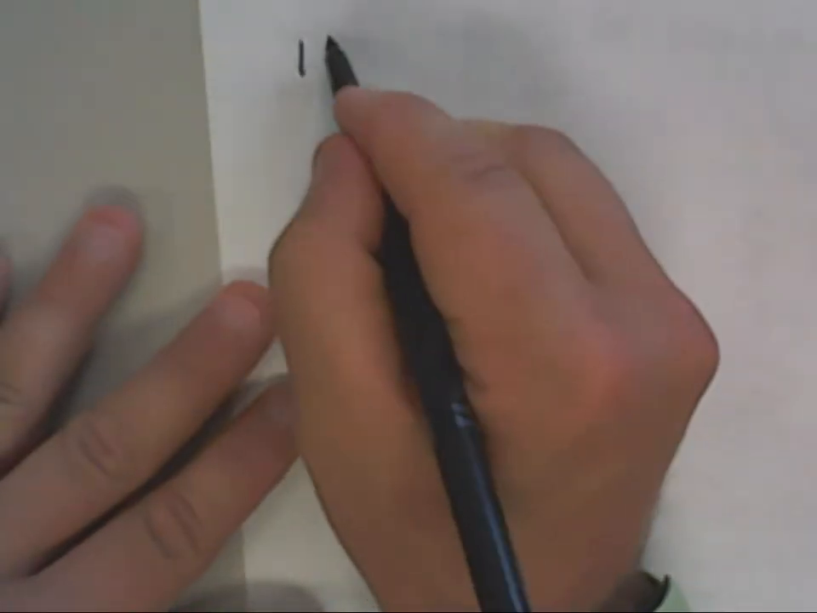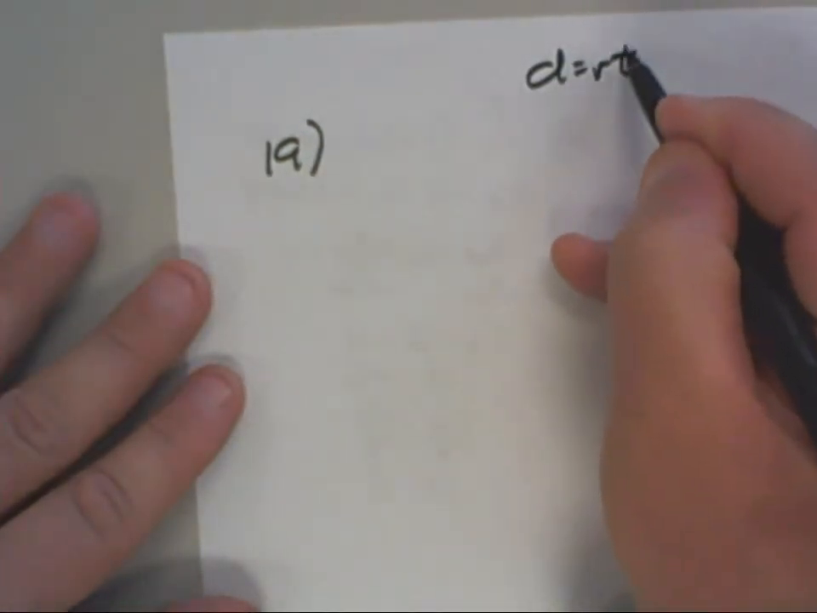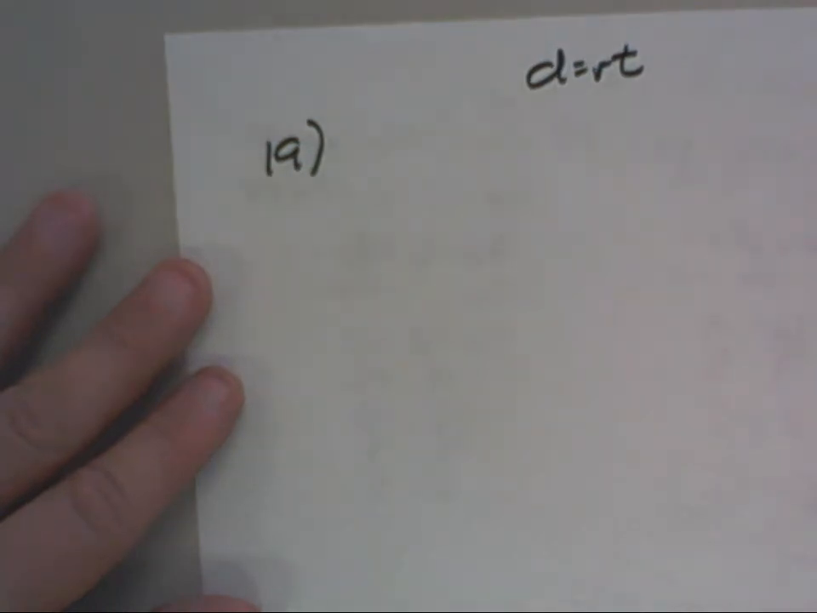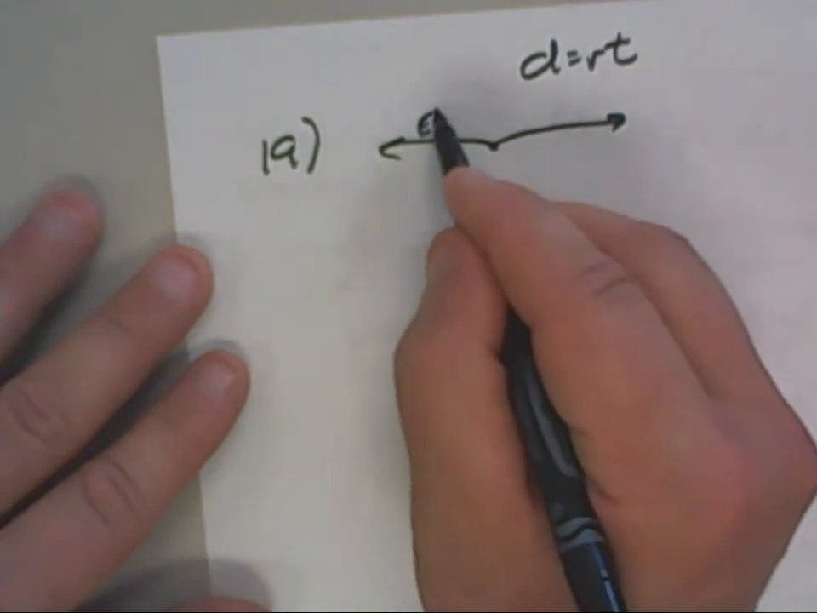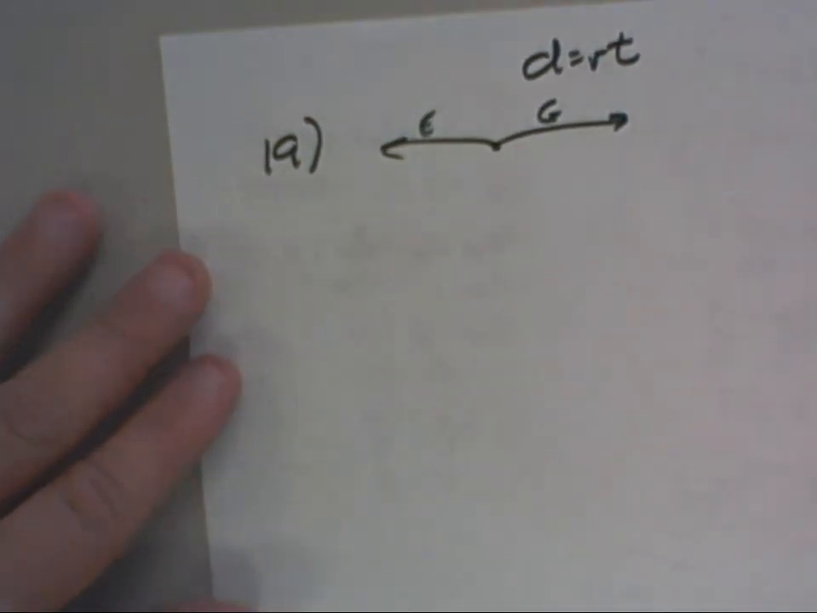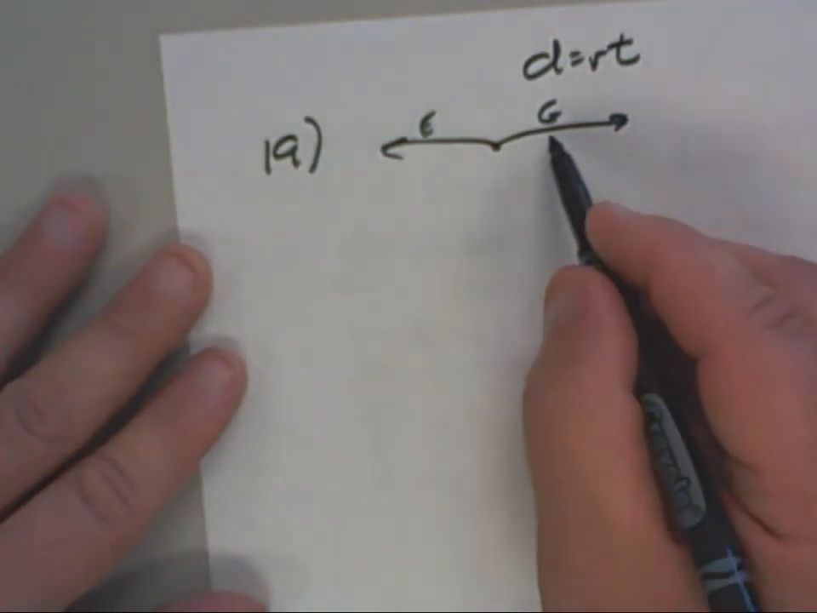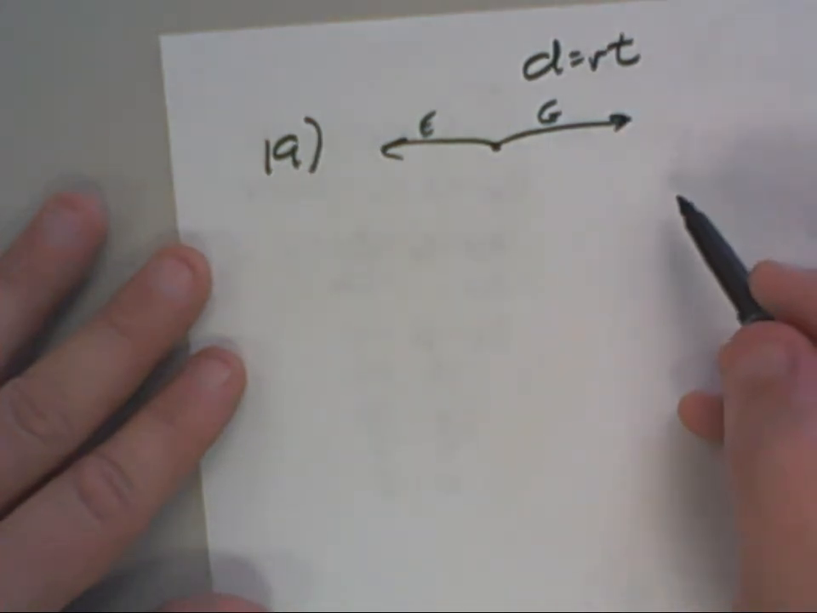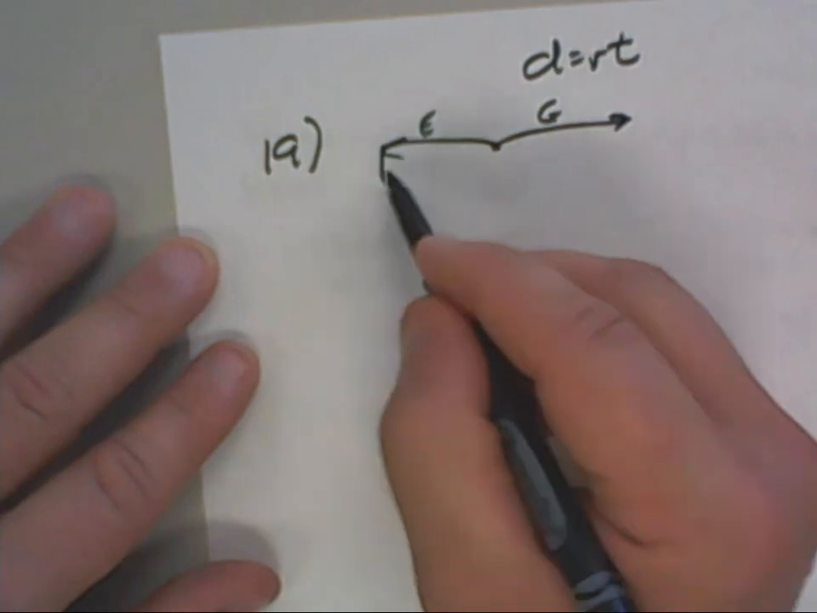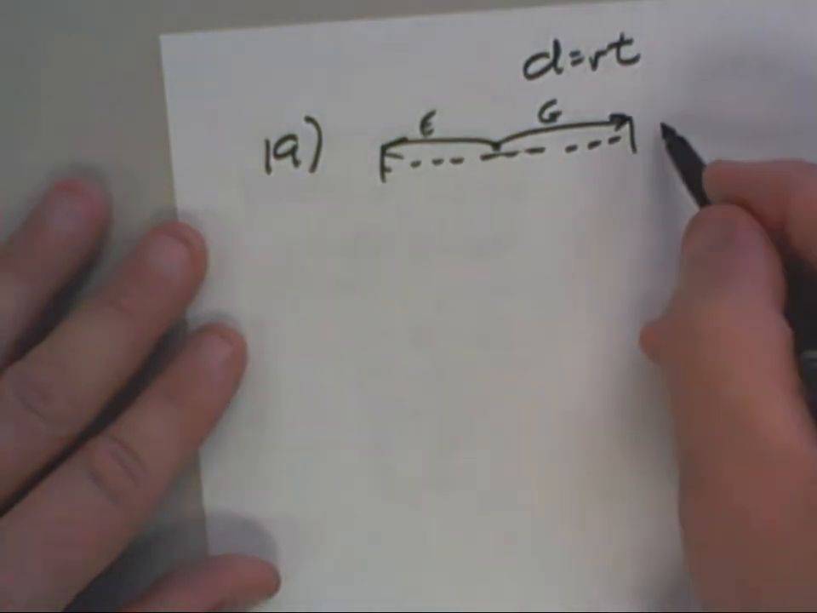And then number 19. Greg and Ellen, this is a dirt problem. We have distance equals rate times time. Greg and Ellen leave Fort Wayne on their bikes traveling in opposite directions. So Greg goes one way, Ellen goes the other way. Greg rides at a rate that is 10 miles per hour faster than Ellen. So Greg is going a little bit faster than Ellen. And after 5 hours, they're 200 miles apart. So after 5 hours, this distance is 200 miles.